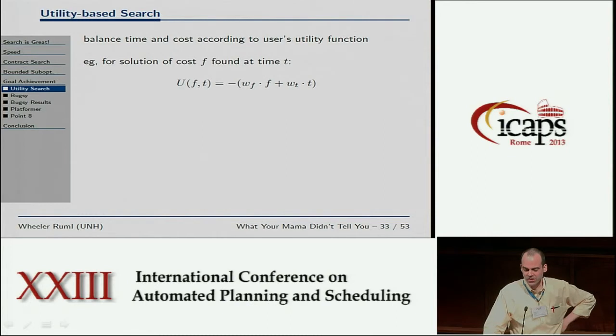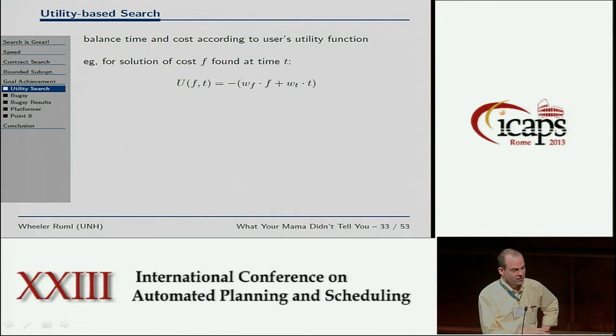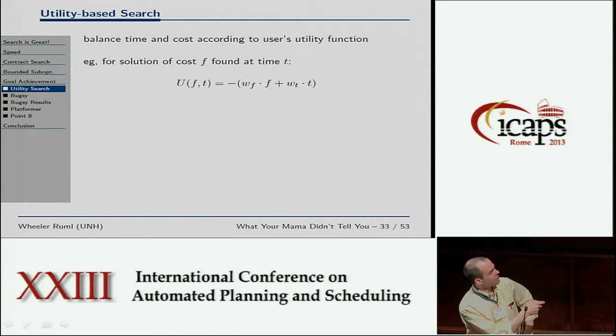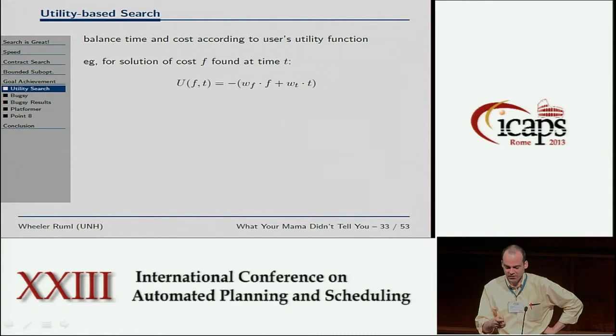Okay, we're trying to balance time and cost according to the user's utility function. And it's surprising to me how few algorithms there are that have been proposed where people actually tell the search algorithm what they want, where they give the utility function to the algorithm. In this work, we just considered linear utility functions. So for a solution of cost f that's found at time t, the utility is going to be some linear combination of the cost and the time. The user is going to give us their weighting between cost and time. And more cost and more time are both bad things, so I have this negative sign in front there. So that's the utility function.